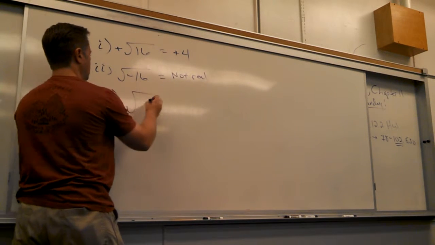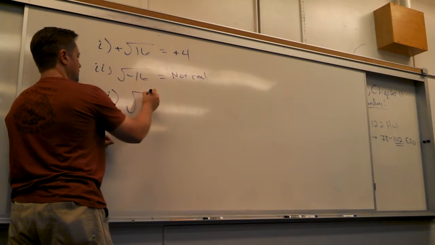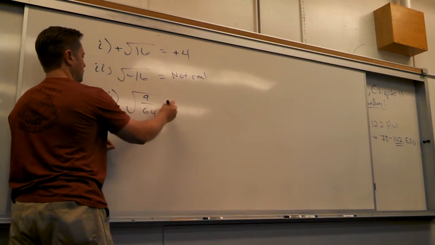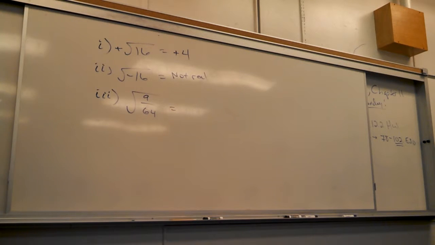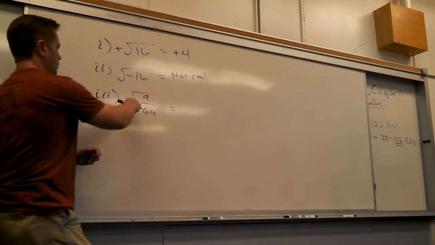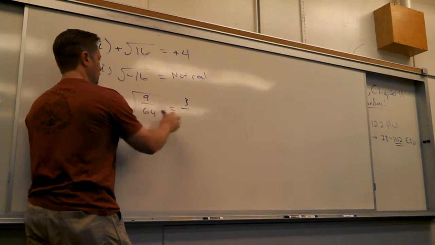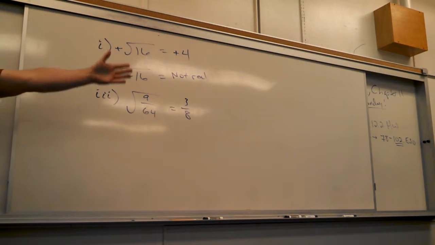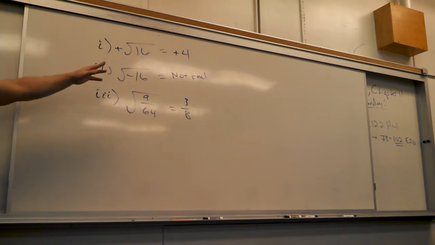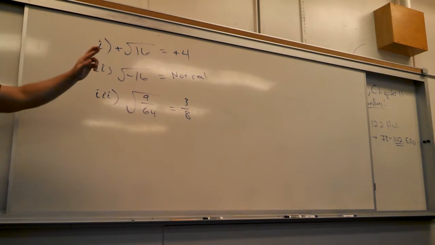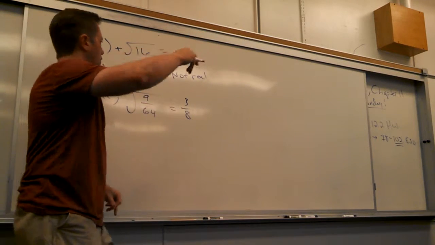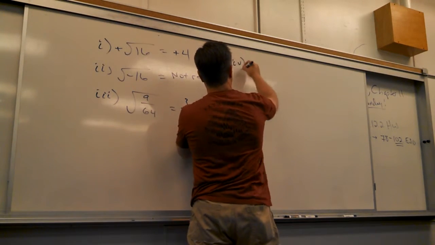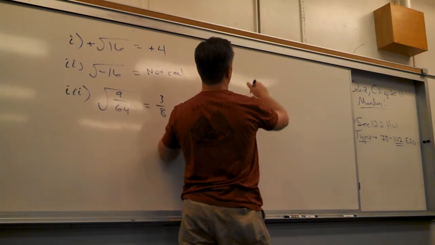Okay. What about this then? This always freaks people out, but why is this not that big of a deal? Yeah, exactly. Ooh, it's a fraction. Who cares? Square root of 9 is 3. Square root of 64 is 8. So 3/8 times 3/8, of course, would be 9/64. Kick ass.